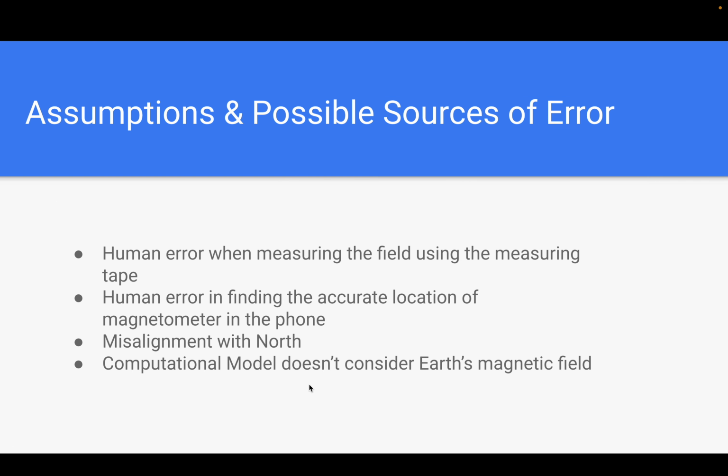So, assumptions and possible sources of error. In this experiment, human error is a major consideration when measuring the field using measuring tape and finding the accurate location of the magnetometer in the phone, and also when aligning with north. Additionally, the computational model doesn't consider Earth's magnetic field, so that is something to consider when our values don't align.